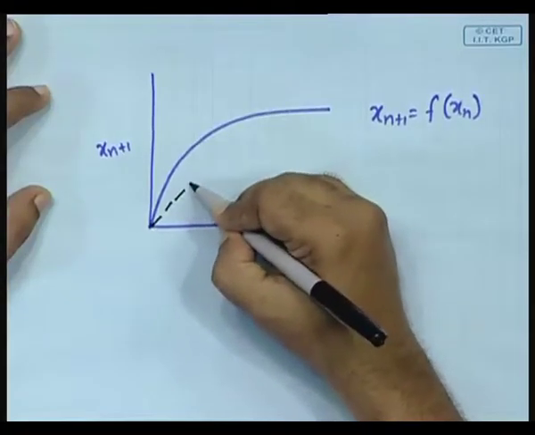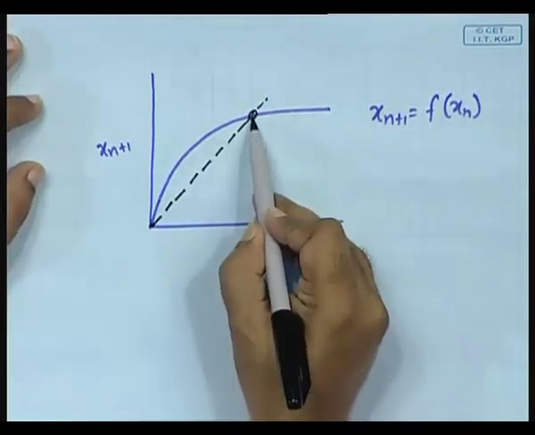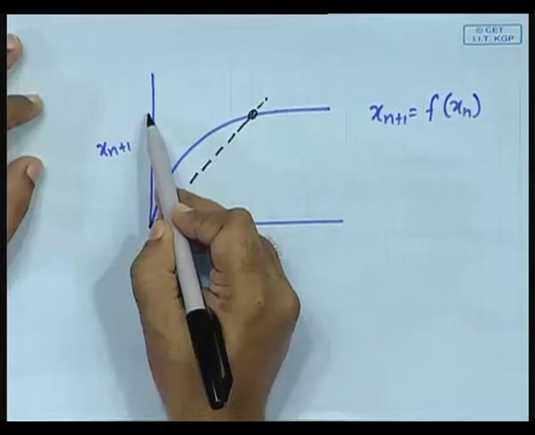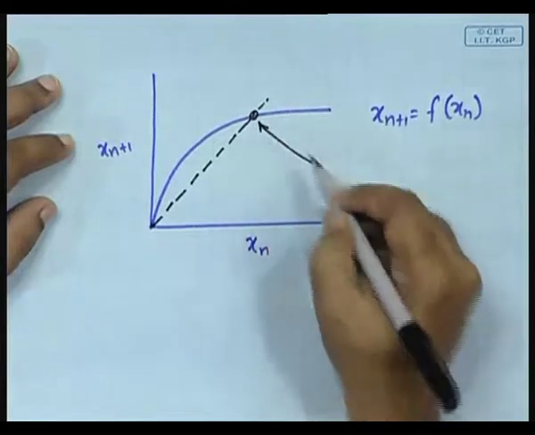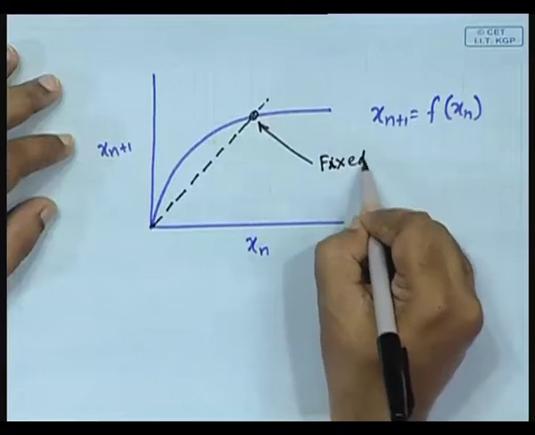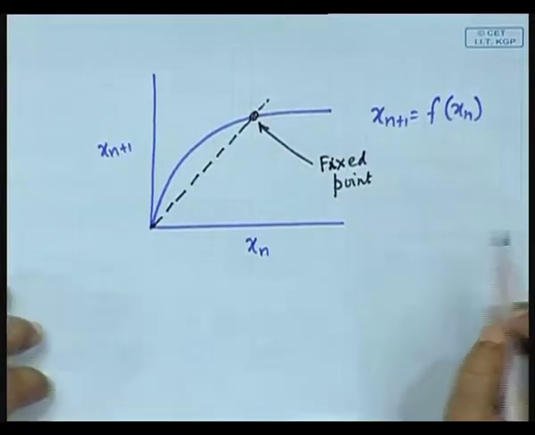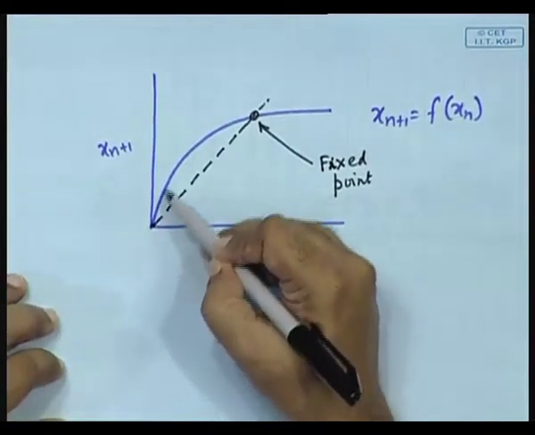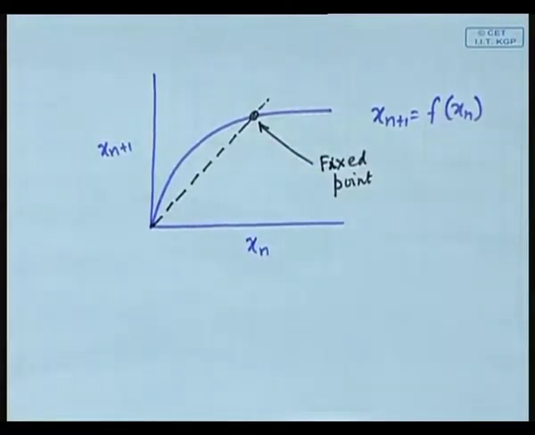It can be simply obtained by drawing the 45-degree line and here it intersects. Where it intersects, x n is equal to x n plus 1. So, that is the point which is the fixed point. So, the fixed point is obtained simply as the intersection of the graph of the map with the 45-degree line. Okay.